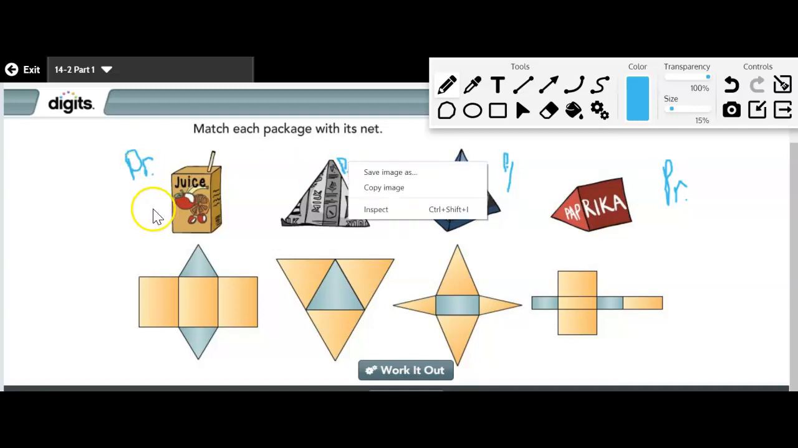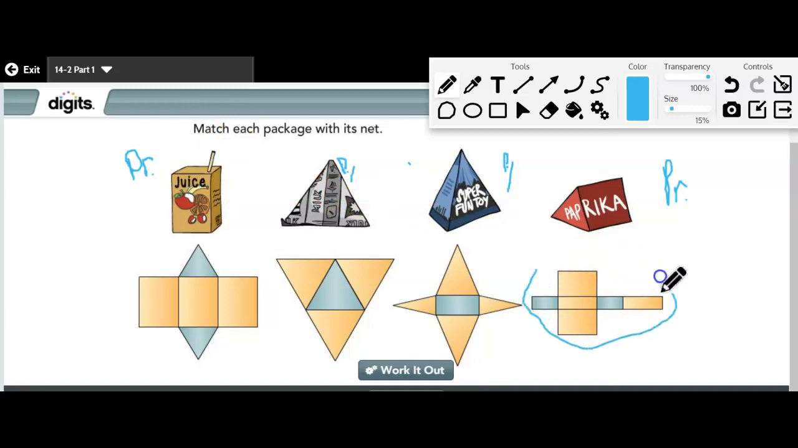All right. Now let's align them together. The juice one is going to be this right here. It's all rectangles. So I label this 1, 2, 3, 4. This one's 4. And the other here, prism, would be a triangular prism. So this one is a 1.